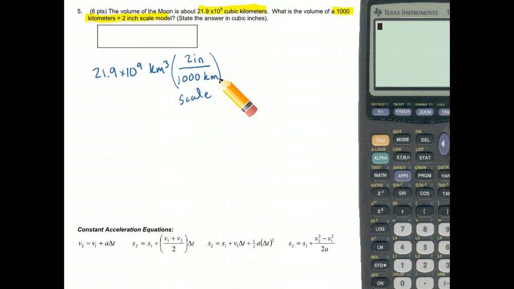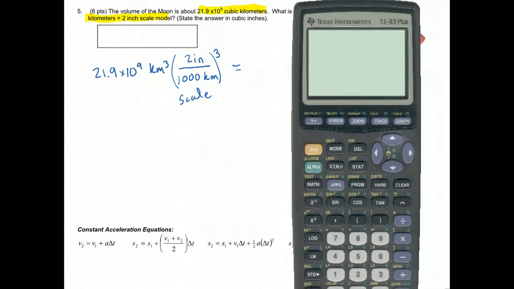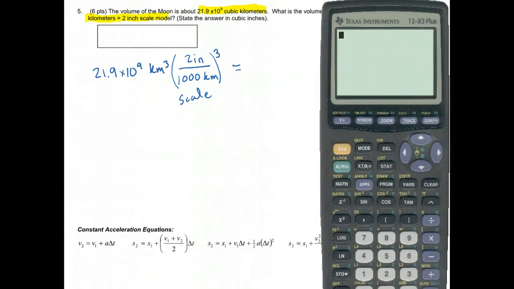And we still have to account for the fact that we're dealing with volume. So that's all this problem's really looking for, is for you to recognize that. And let's see, 21.9, and use e to the 9th. Okay, and then I'm going to multiply that by the quantity 2 divided by 1,000 cubed. And I get 175.2 cubic inches.